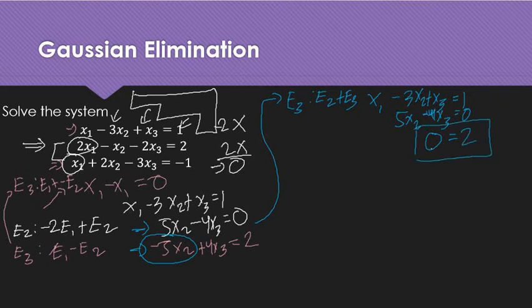Now, we have this equation again, but we know that 0 is not equal to 2. Therefore, we can't have values of x sub 1, x sub 2, and x sub 3 that can satisfy all three equations at the same time. Therefore, we say that this system is inconsistent. Thus, therefore, this system has no solution.